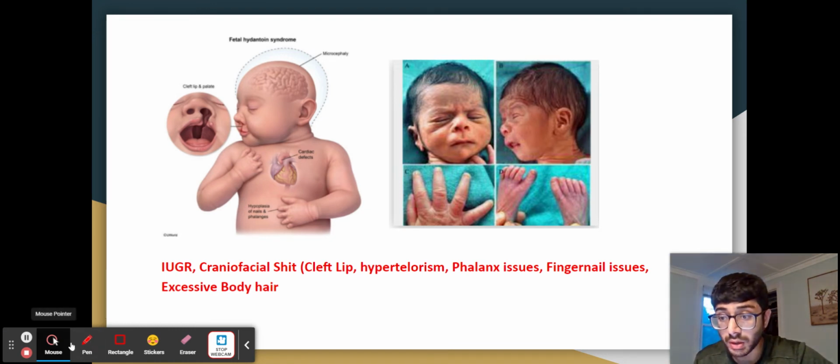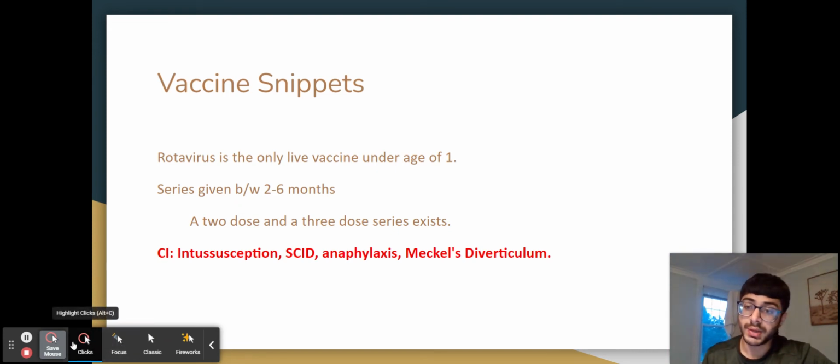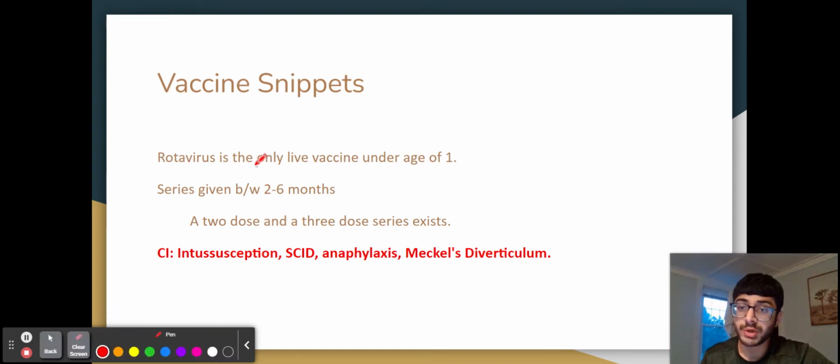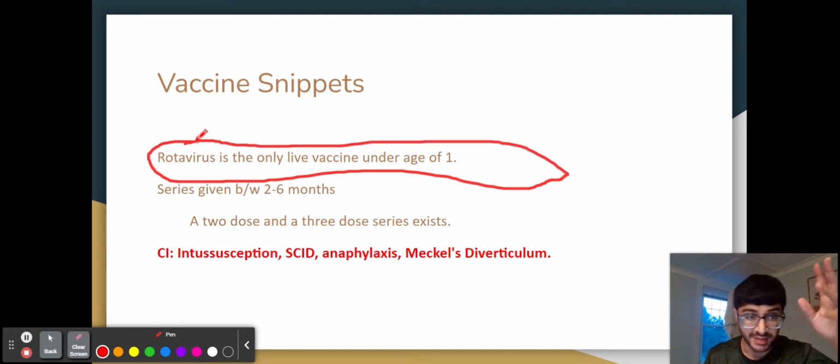Okay, moving on. Vaccines. What I want to point out is rotavirus is the only live vaccine we give at the age less than one. Everything else, like the MMR and all that stuff, comes at one. So this is the only one we give before one. It's a little bit weird, but just memorize it.